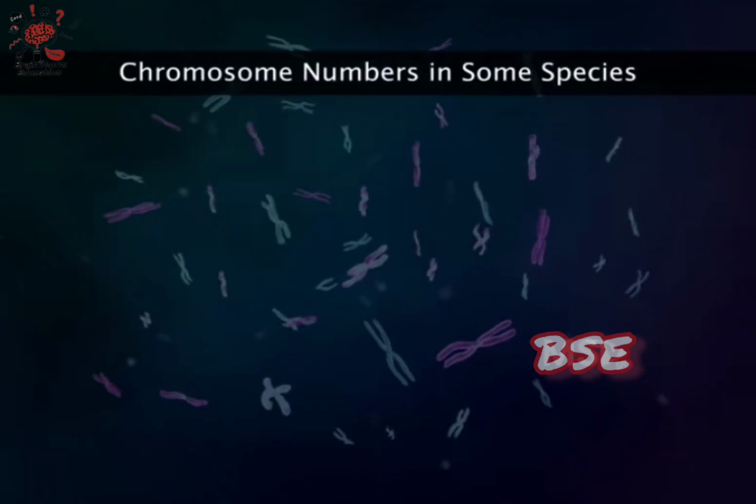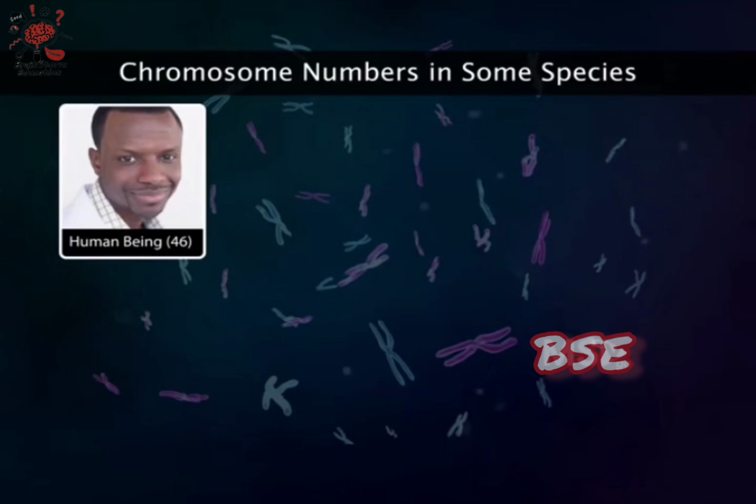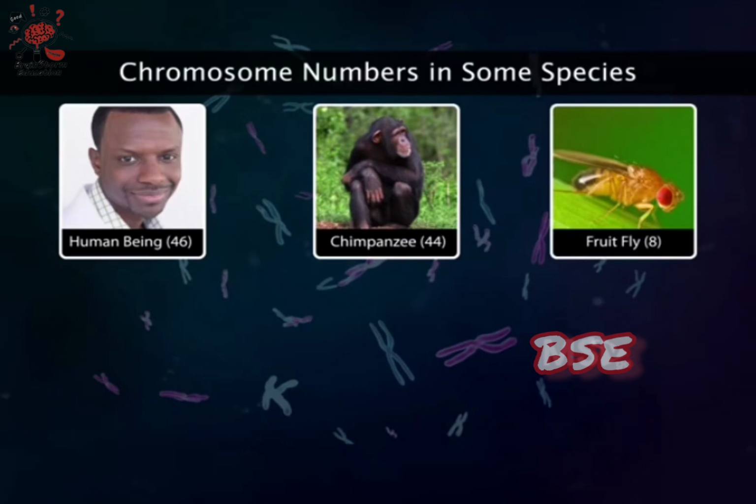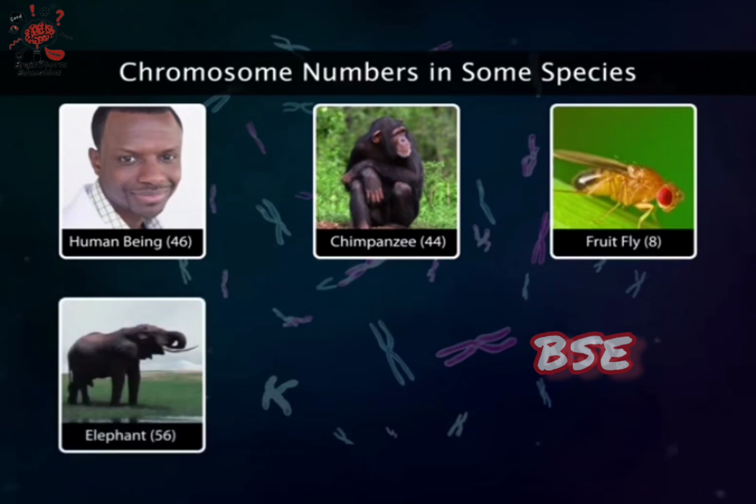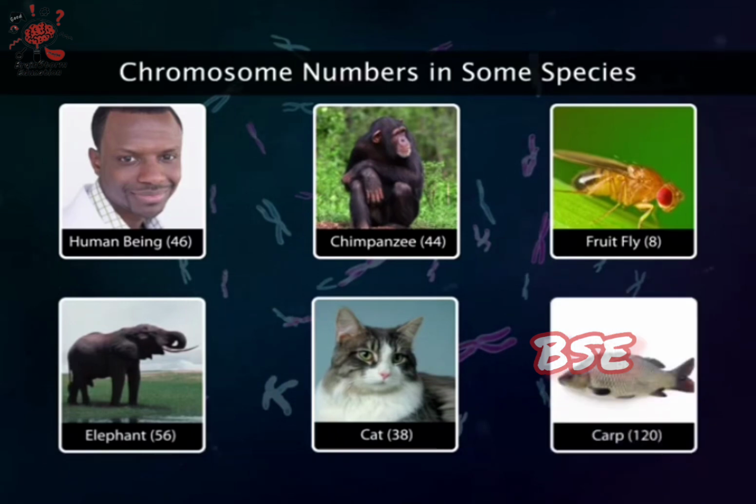Every living species has a characteristic number of chromosomes. For example, every human body cell has 46 chromosomes. A chimpanzee has 44. A fruit fly has 8. An elephant has 56. A cat has 38. And a single carp body cell has 120 chromosomes.